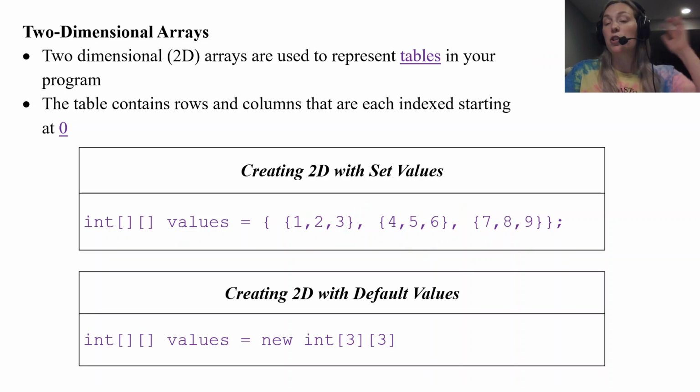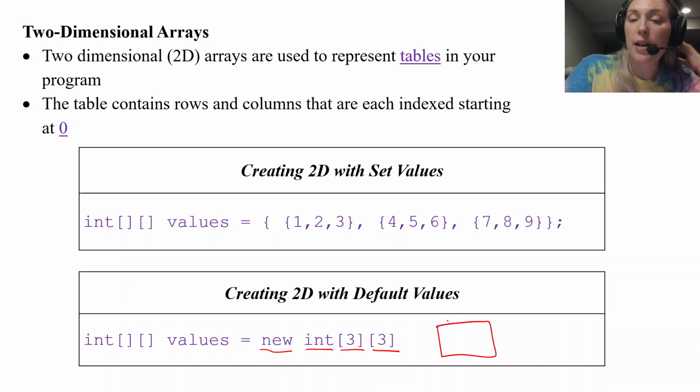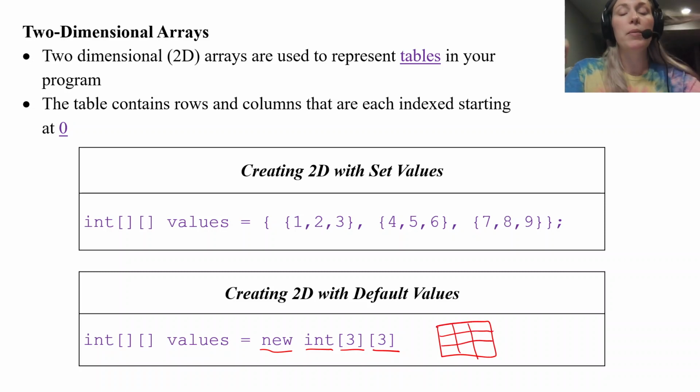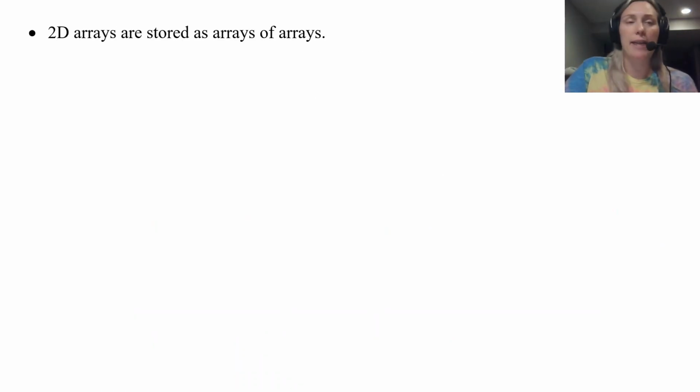If we don't have set values, if we just have default values, it looks, again, very similar to a one-dimensional array. It's just this time we have two sets of square brackets. If I just wanted to make a 3x3 table, I would use the new operator, int, and then in the square brackets, I would make a 3x3 table, okay? This would create a 3x3 table with default values, which for an integer is 0, a double is 0.0, and so on and so forth, right? Your default values. This up here was also a 3x3 table that we created with set values, but I want to draw that out separately on this next slide, okay?